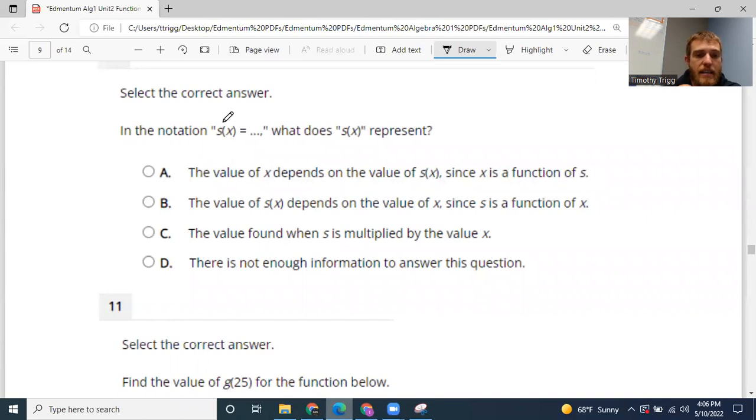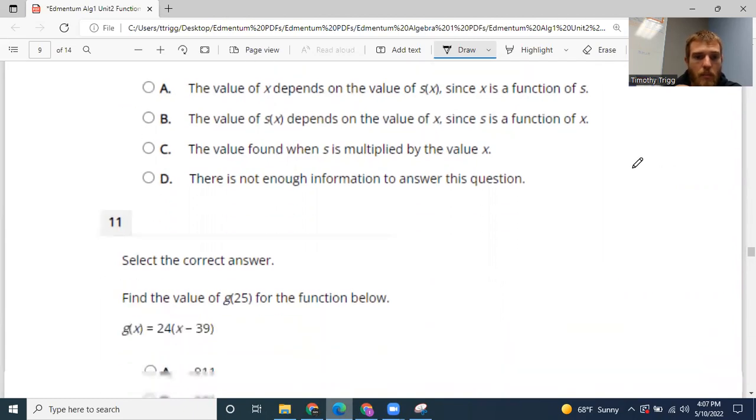In the notation s of x equals blah, blah, blah, what does s of x represent? Well, s of x is the dependent variable, and x is the independent variable. Think about it.